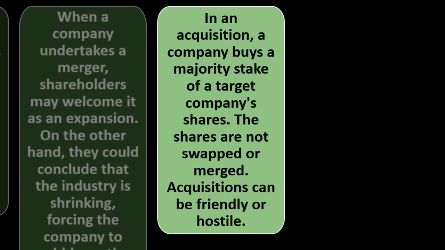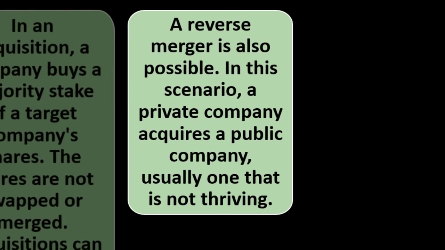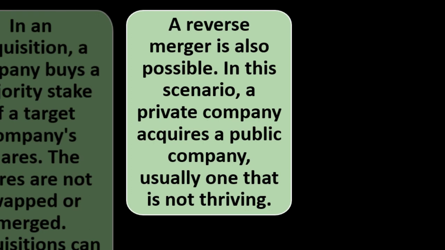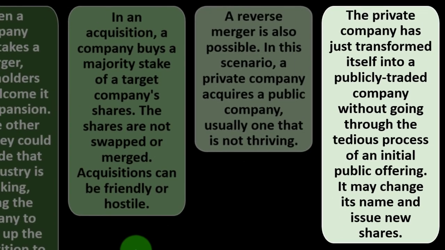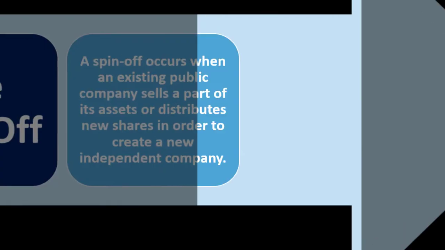So in an acquisition, a company buys a majority stake of a target company's shares. The shares are not swapped or merged. Acquisitions can be friendly or hostile. A reverse merger is also possible. In this scenario, a private company acquires a public company, usually one that is not thriving. So the private company has just transformed itself into a publicly traded company without going through the tedious process of an initial public offering. It may change its name and issue new shares.